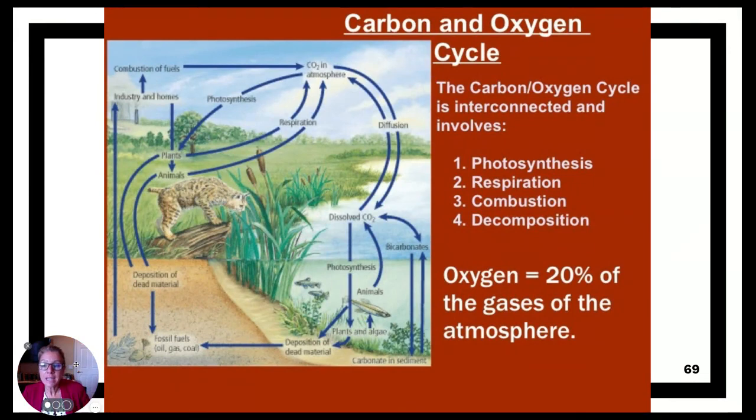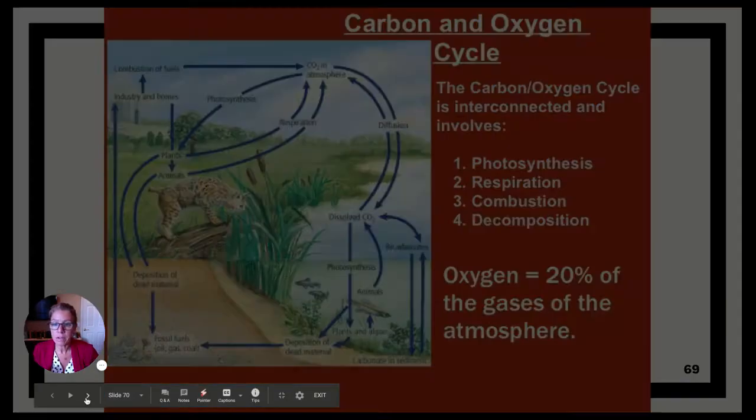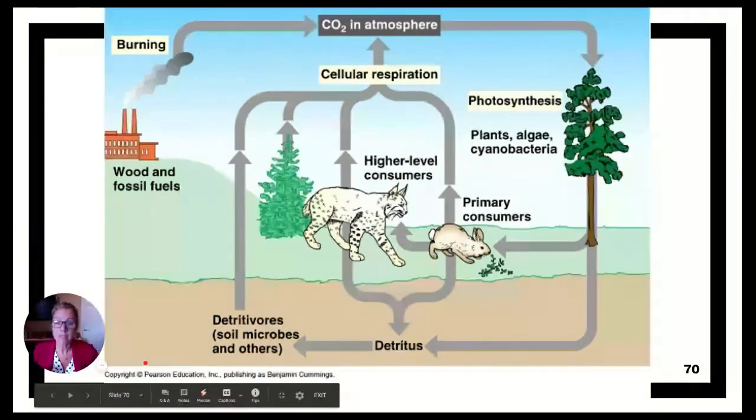Now take a look at this. The only one of these four things that removes CO2 from our environment is photosynthesis, and we need plants to do that. So let's not cut them down. Let's keep our plants healthy, because cellular respiration, combustion, and decomposition all add CO2 into our environment. All right, let's take a look at another picture here. Let me show you. Okay, here we go. Take a look at this.